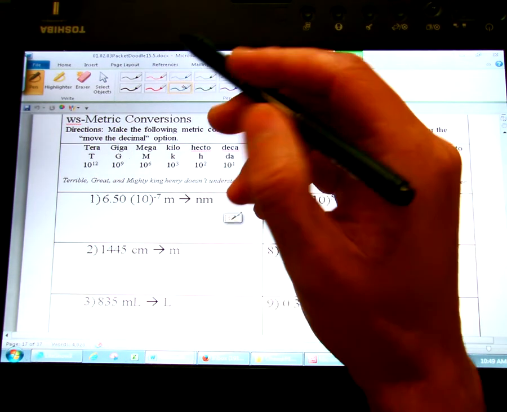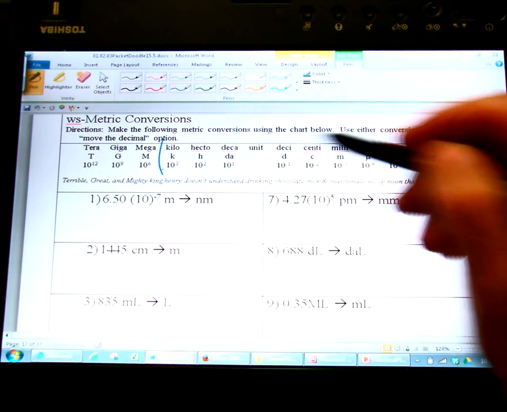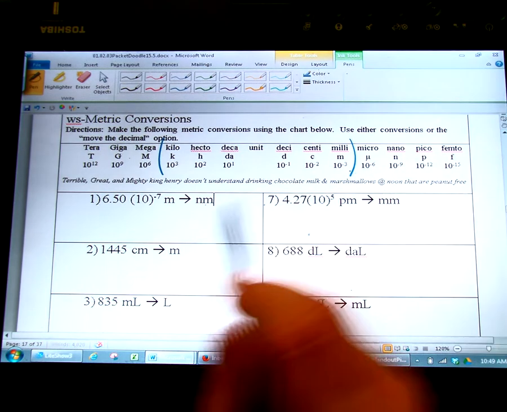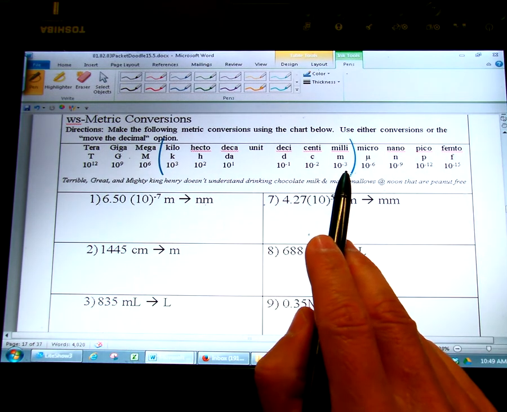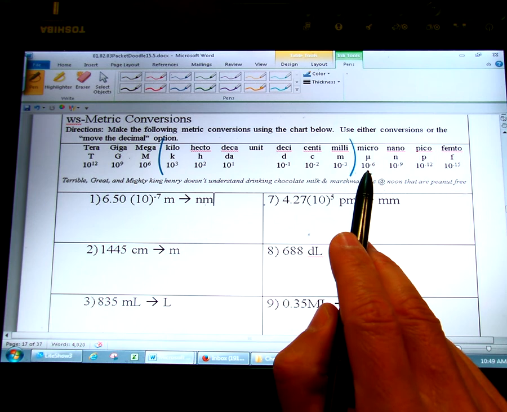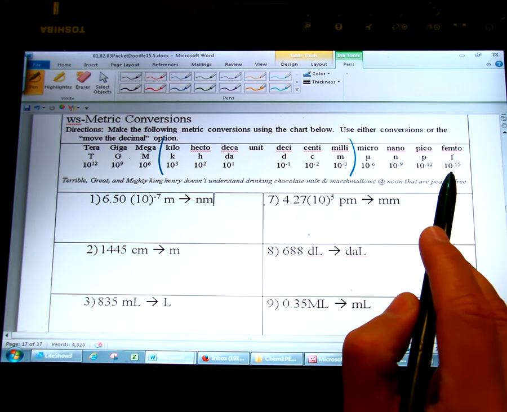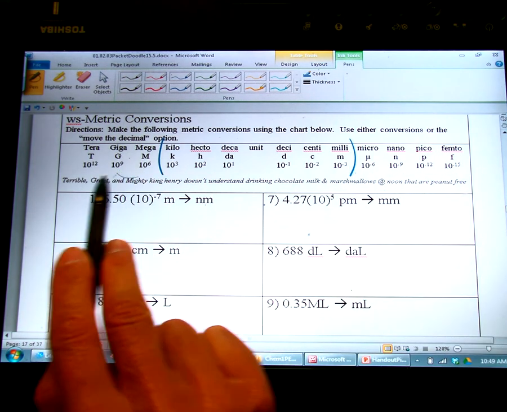Also note that from here to here, they're increasing by factors of 10, versus after that it goes by factors of 1,000. So the exponents increase by 3, which are factors of 1,000 in each way.